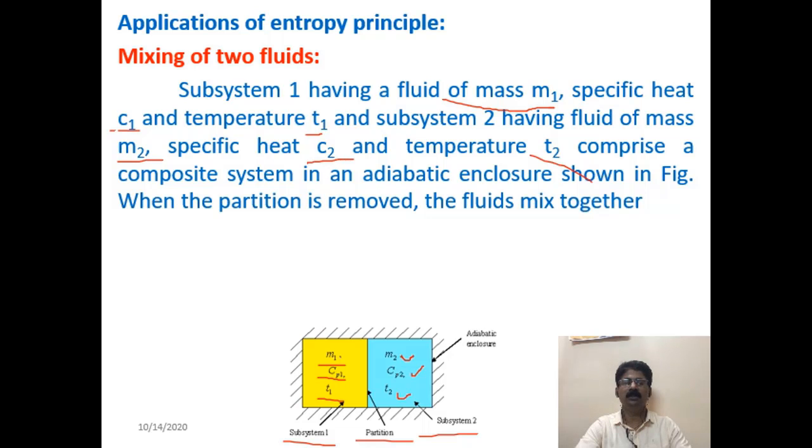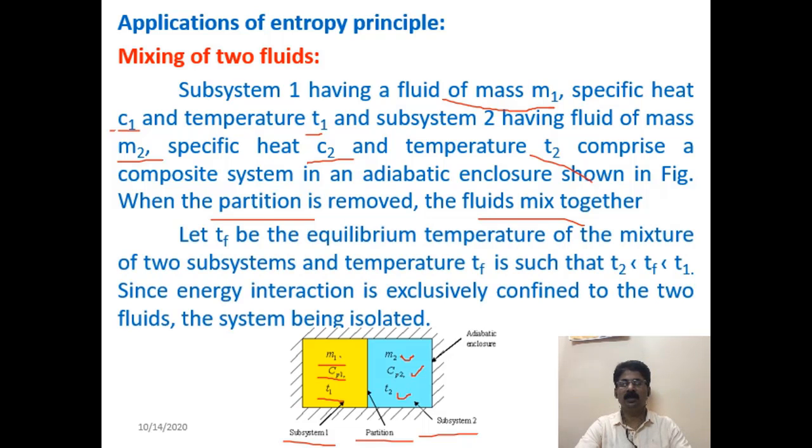Now what you have to do is remove the partition and the fluids get mixed. When the fluid gets mixed, the mixture attains an equilibrium temperature. So if one fluid is at temperature T1, maybe take it as a high temperature, and T2 is at a lower temperature, when these two fluids are mixed, as all of you know, a hot fluid and a cold fluid, the temperature of this mixture will be between T1 and T2.